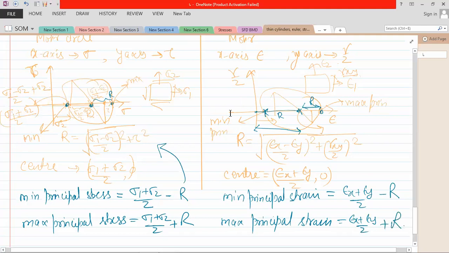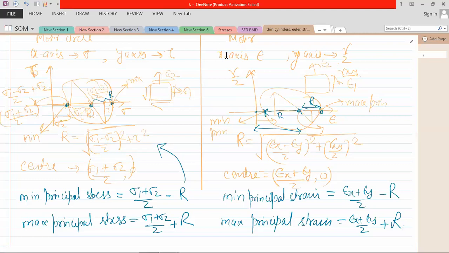Someone asked how we obtained the minimum principal strain. So this is your formula. I hope now this is clear to you.